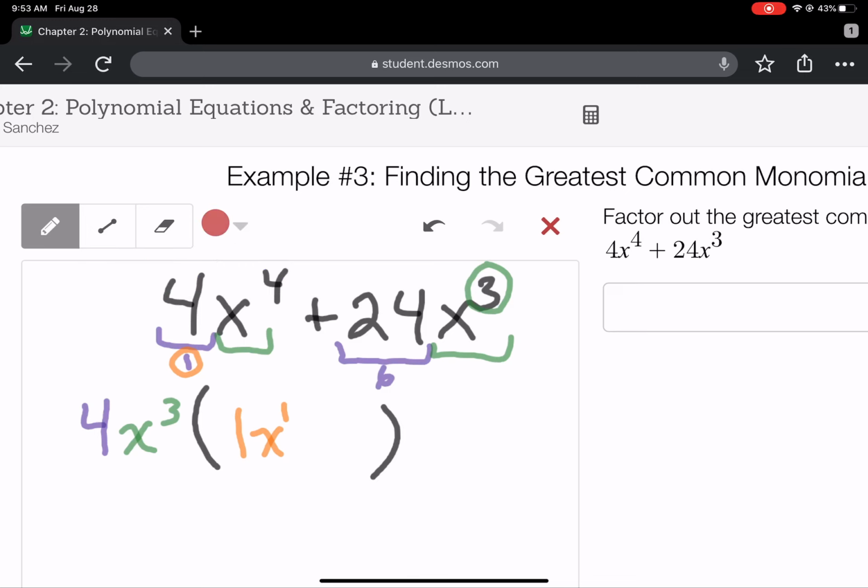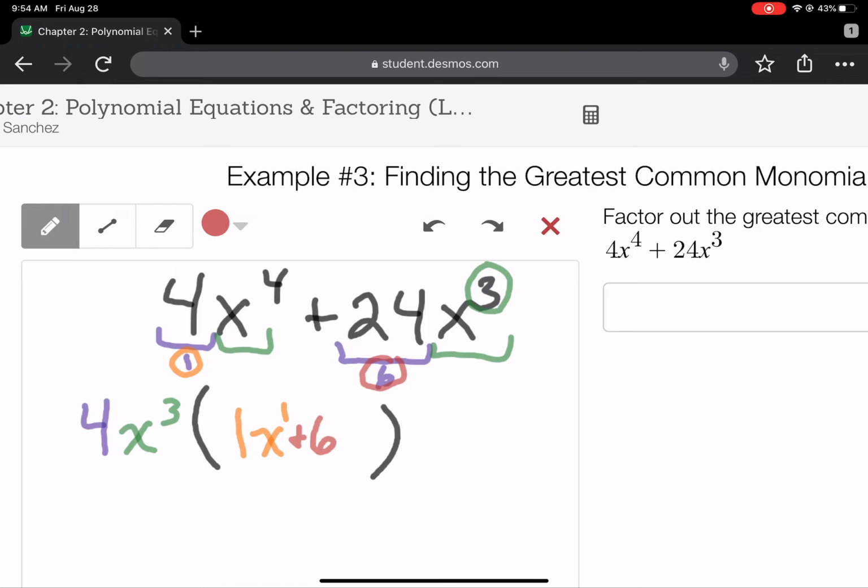All right, I'm going to do the same thing. I'm going to divide this out from the 24. So 24 divided by 4, which we already established, is 6. So I'm going to say plus 6. And from the x to the power of 3, if I remove an x to the power of 3, I'm going to be left with nothing, right? There's no more x. X to the power of 3 divided by x to the power of 3 is nothing. So I'm just going to leave the 6 by itself.